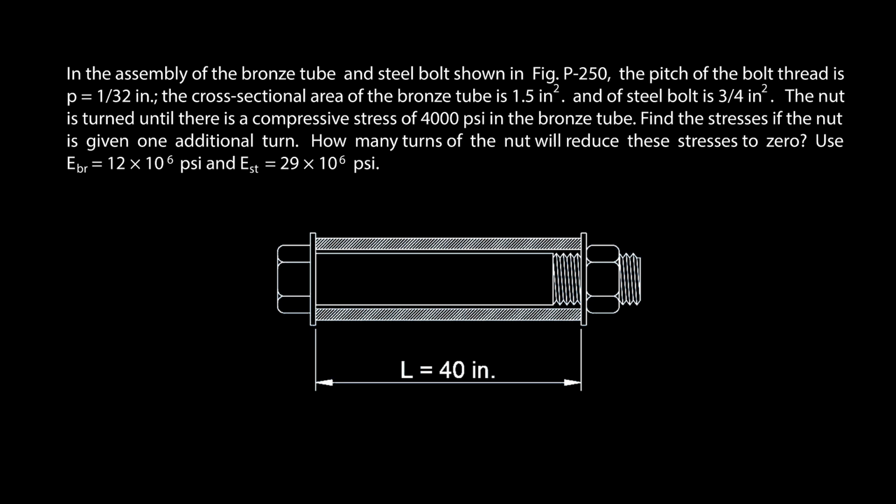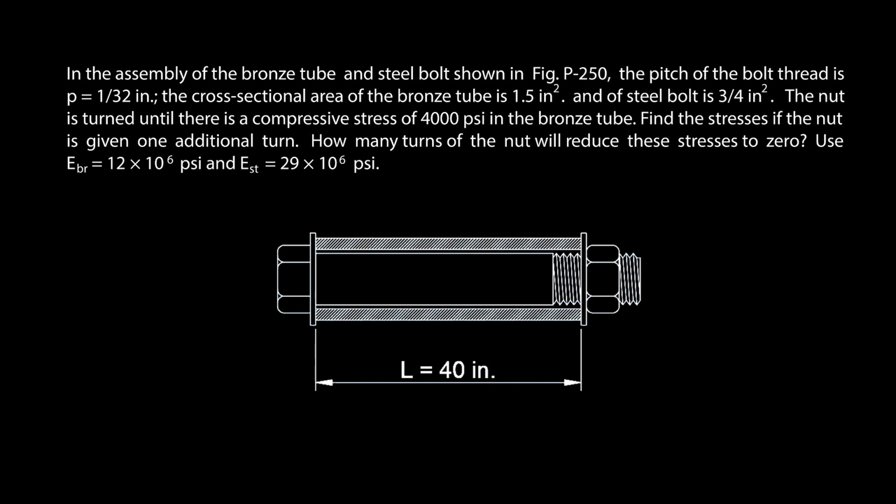Problem 250. In the assembly of the bronze tube and steel bolt shown in the figure, the pitch of the bolt thread is P equal to 1/32 inch. The cross-sectional area of the bronze tube is 1.5 square inches, and of the steel bolt is 3/4 square inch. The nut is turned until there is a compressive stress of 4,000 psi in the bronze tube. Find the stresses if the nut is then given one additional turn.